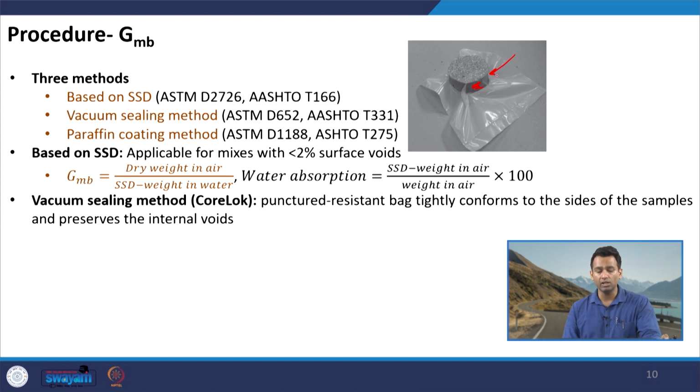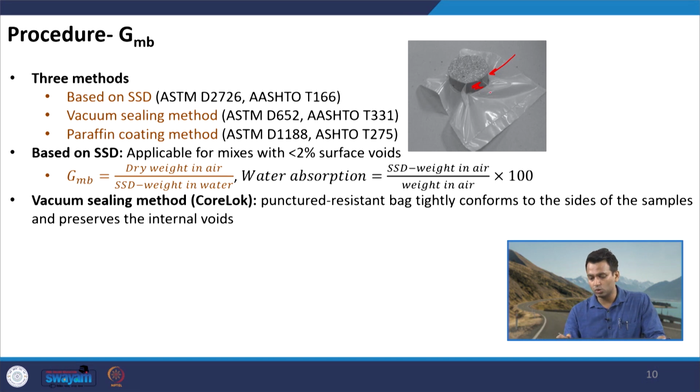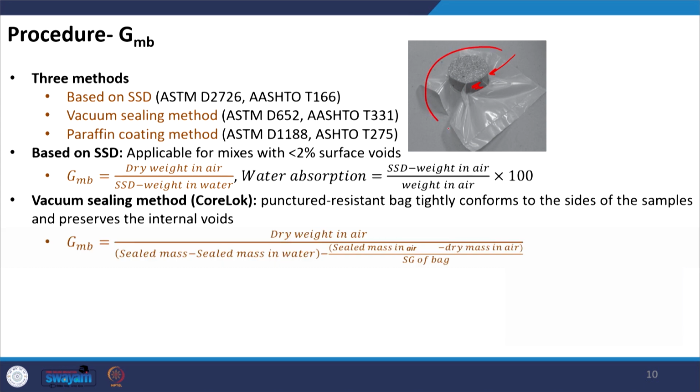So, the voids will be completely sealed, and now conceptually let us first discuss this. The sealing has been done. Here, the weights taken are: we first take the weight of the sample in air before the sealing is done. Then we put the entire compacted specimen, along with the sealed bag, inside water and take the weight inside water, and we also take the weight of the sealed specimen in air.